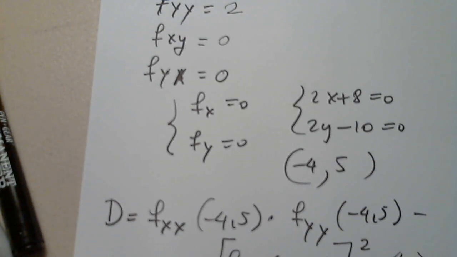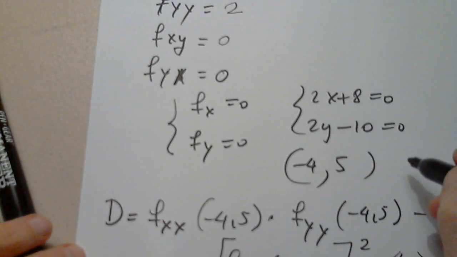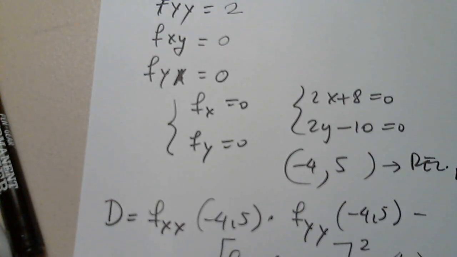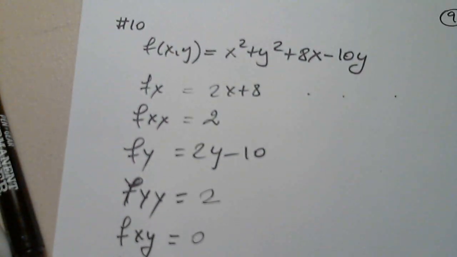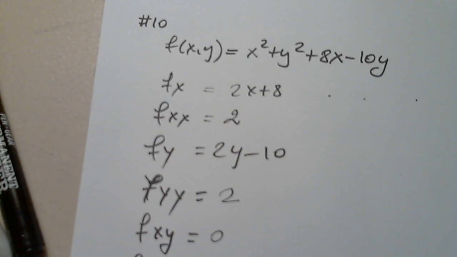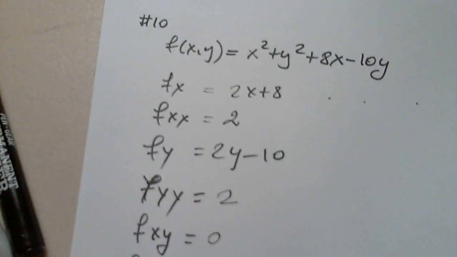And fxy is 0, so this is a positive number. So fxx is positive and d is positive. What do we conclude about -4, 5? It gives, again, a relative min. What I forgot to do in the previous problem is we have to find it. So it's not sufficient to say it gives a relative minimum, but we have to find it. Meaning we have to go back with the point, back to the original problem and determine the actual minimum. So let's do it for this problem.